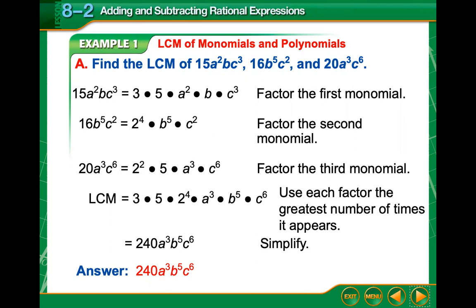The difference here is that we're looking for the least common multiple: what is the smallest number they all multiply into? That compares to the least common denominator, where we're looking for the smallest multiple that multiplies in. So do remember LCM stands for least common multiple. Our answer again is 240 a cubed, b to the fifth, c to the sixth.